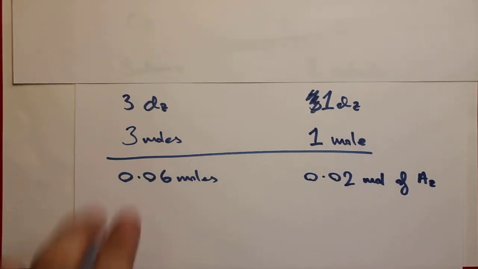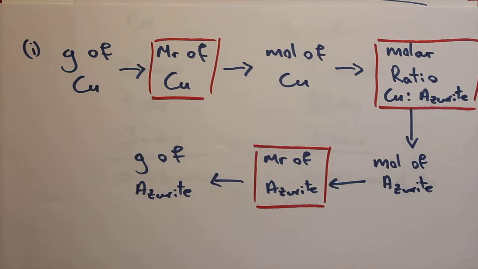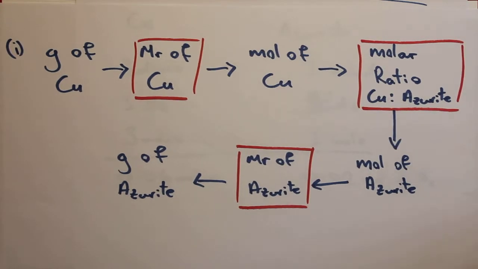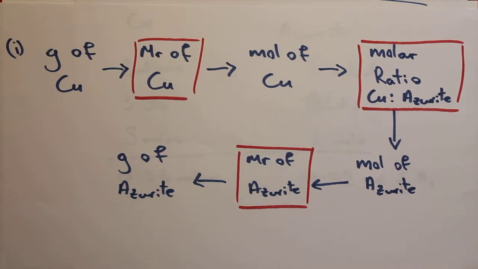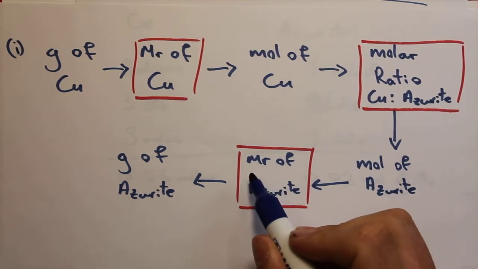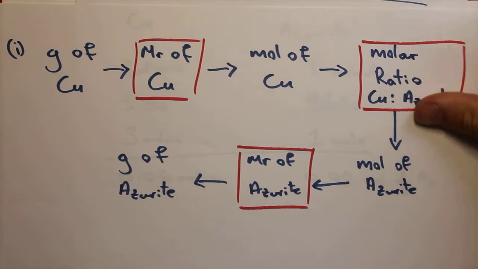Okay, so going back to our process here, we've used our molar ratio to figure out how many moles of azurite we have. We know now that we've got 0.02 moles of azurite. Now we need to use our relative molecular mass of azurite to find the number of grams of azurite that we have.